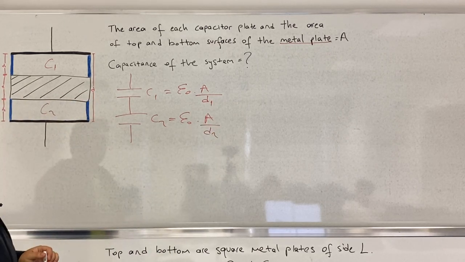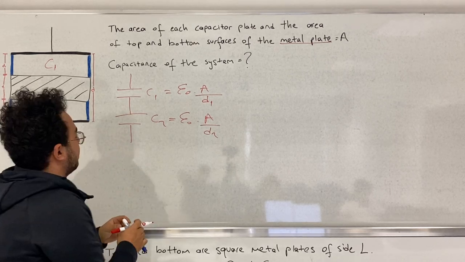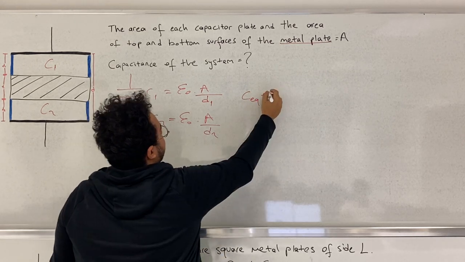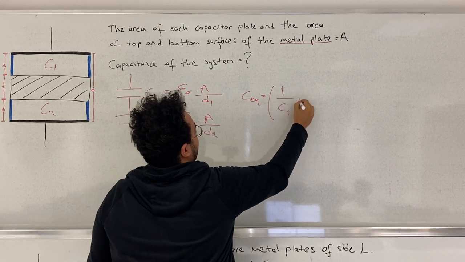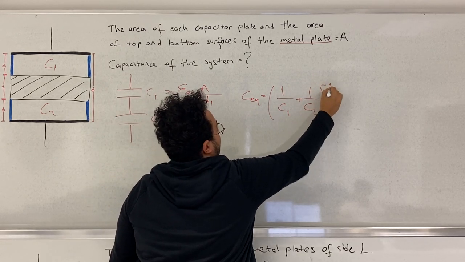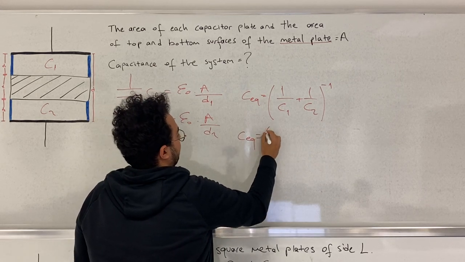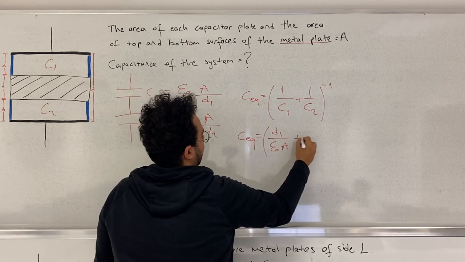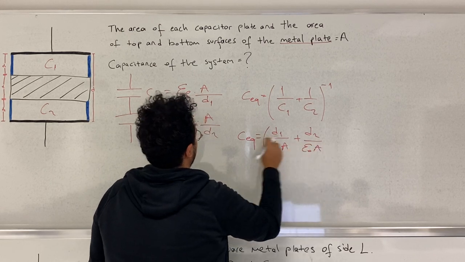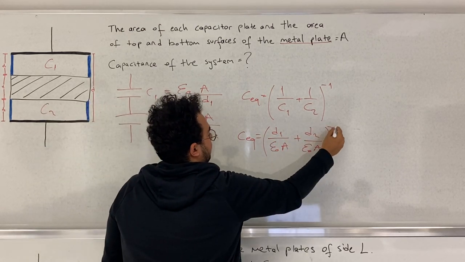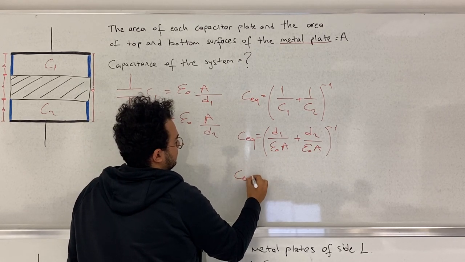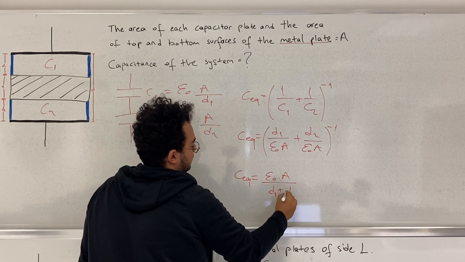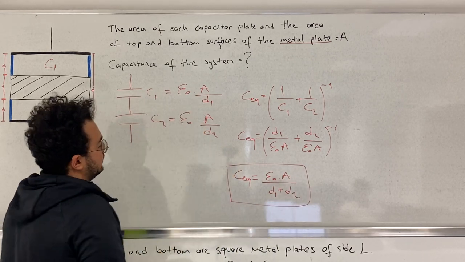We have two capacitors. We should add them in series. If you remember, capacitance equals 1 over C1 plus 1 over C2 to the minus 1. Now, that is D1 over epsilon 0 A plus D2 over epsilon 0 A, to the minus 1. Then C equals epsilon 0 times A divided by D1 plus D2. So this is the answer for the question.